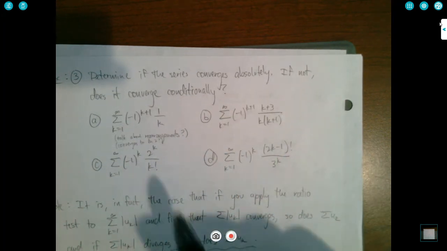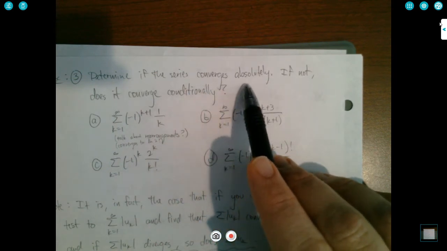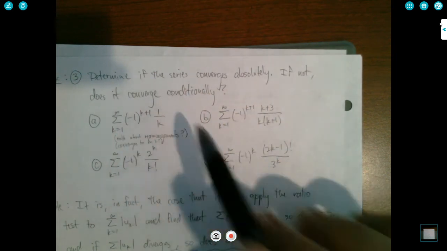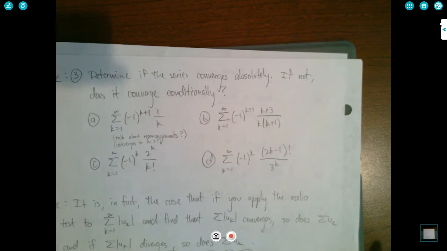So that's our task. We're going to determine if the series converges absolutely, and if not, determine if it converges conditionally. Okay, so let's take a look at some of these things.